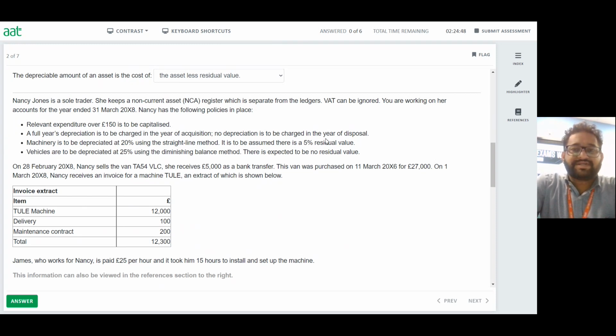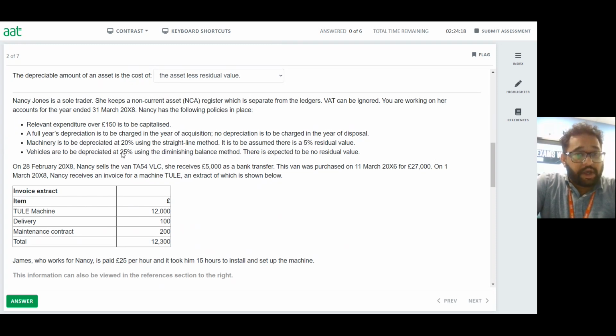No depreciation is to be charged in the year of disposal. Even though you used it for 11 months of the year, we won't charge on disposal. If you use it for 1 month of the year of acquisition, we still charge the full year of depreciation. Machinery is depreciated at 20% straight line method, and assumed to have 5% residual value. Okay, so we have to start taking this 5% away. Then we can work out from the depreciable amount, there will be a 20% straight line.